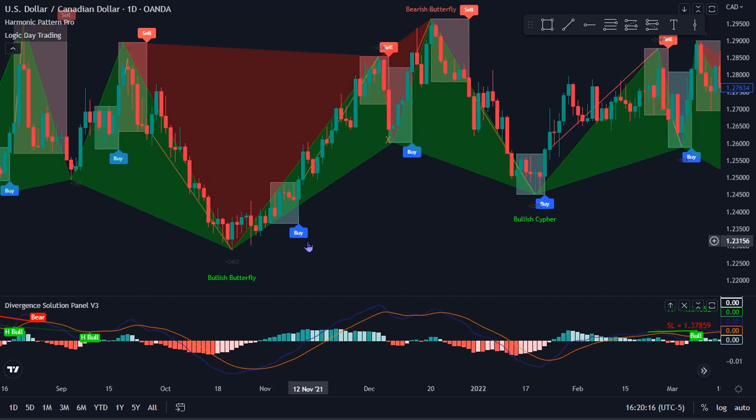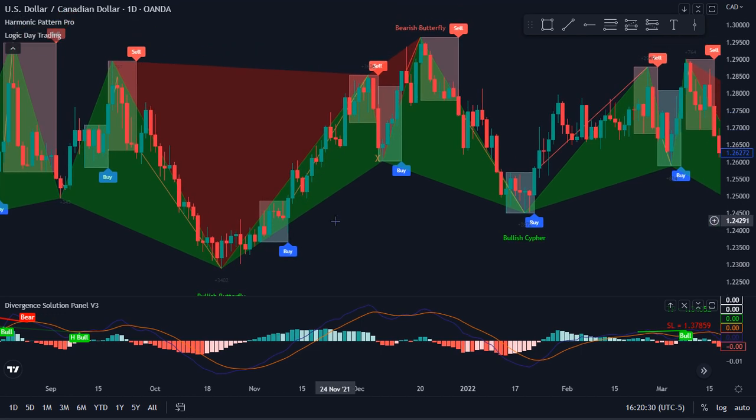But here's something that may be of use and helpful for you if you want to use the Logic Day Trading and the Divergence Solution panel together. When our direction is bullish, many times you will see a buy signal from the Logic Day Trading in the lower half of the last leg here. And many times you'll see it. I mean, for instance here, this next pattern, this bullish cipher, forms a buy one right as the pattern forms. So the end of the cipher pattern is inside of the buy zone.